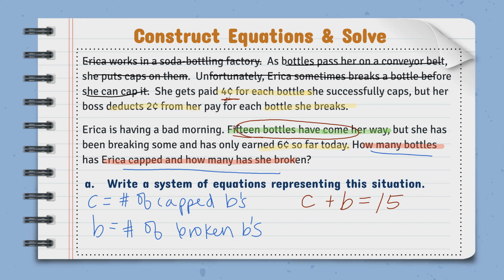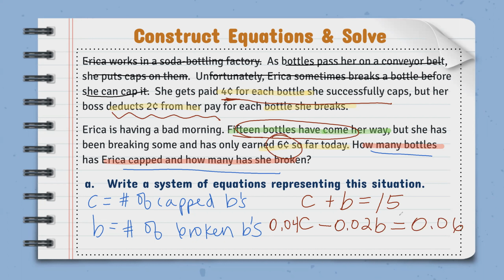Here we've got 4 cents for each bottle she caps. So for the number of bottles she caps, she gets 4 cents, but they deduct 2 cents for everyone she breaks. So they subtract 2 cents for every bottle she breaks. And she has earned 6 cents so far. So I've just written a system of equations representing the situation, including defining my variables, which is super important.